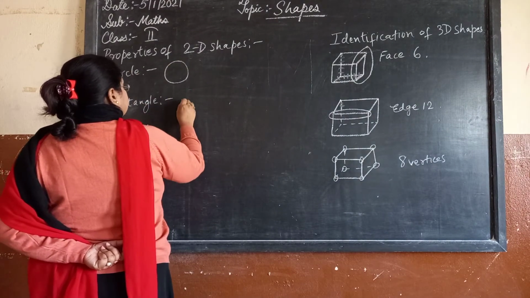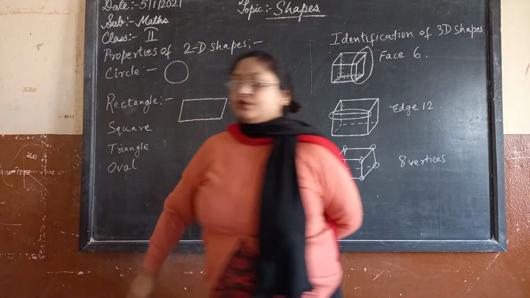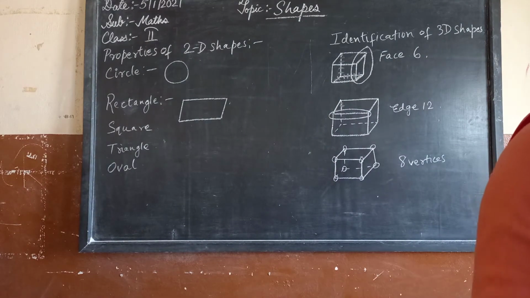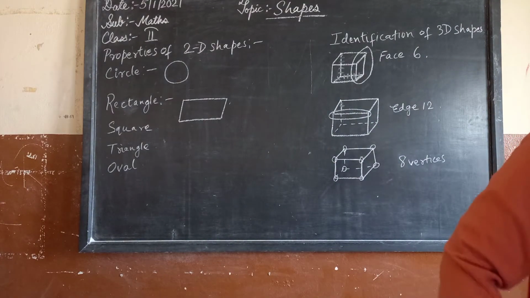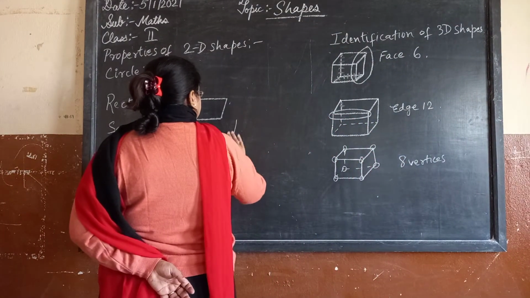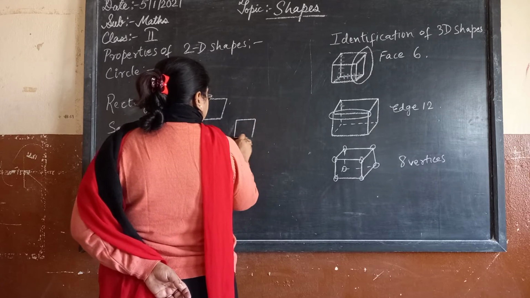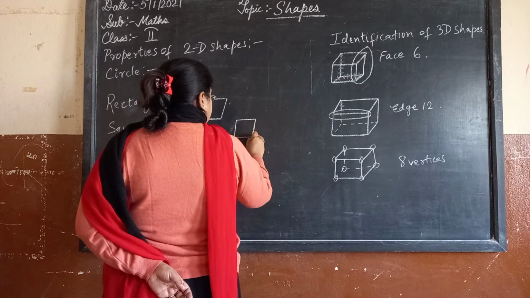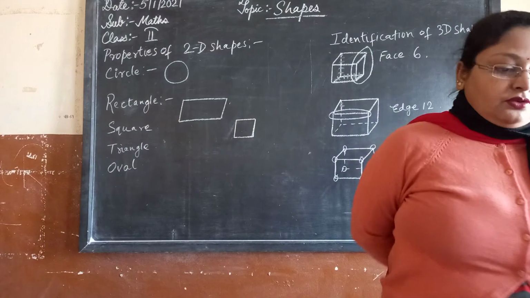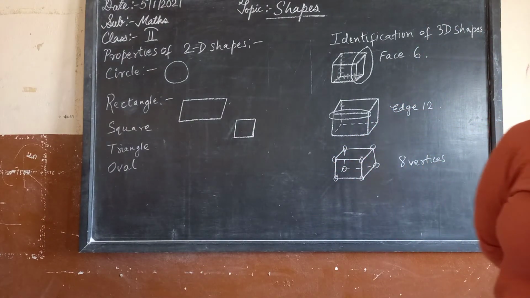Rectangle is just like this. This is called the rectangle, in which we have 4 sides and 4 corners, and the opposite sides are of the same length. Square: all the sides are of equal length. This is what we call the square. In this particular square, we have all the sides equal to each other. Then we have the triangle.